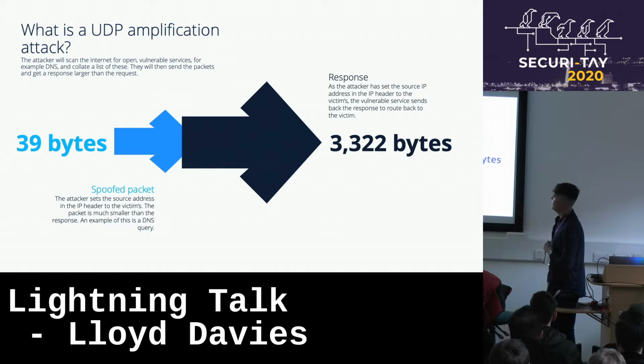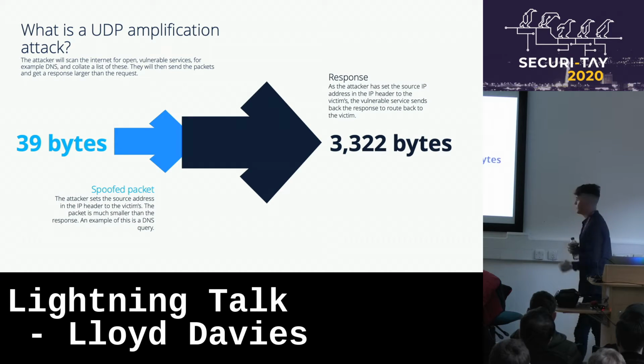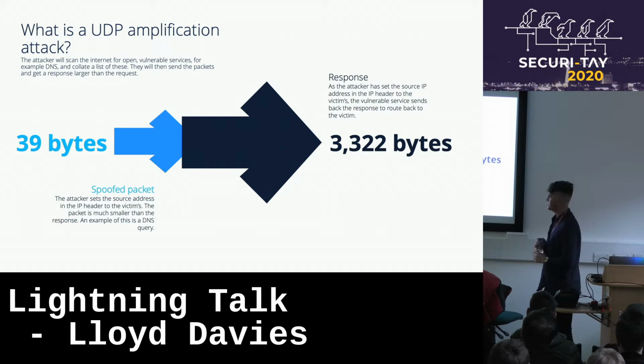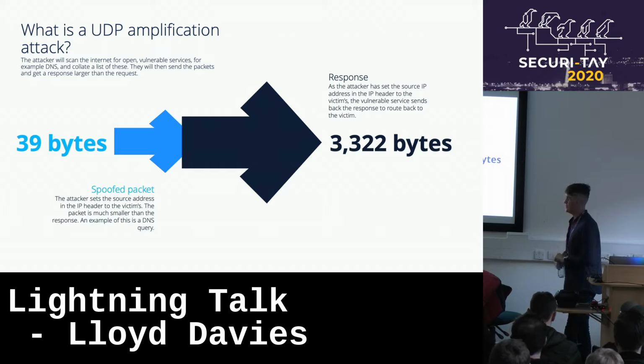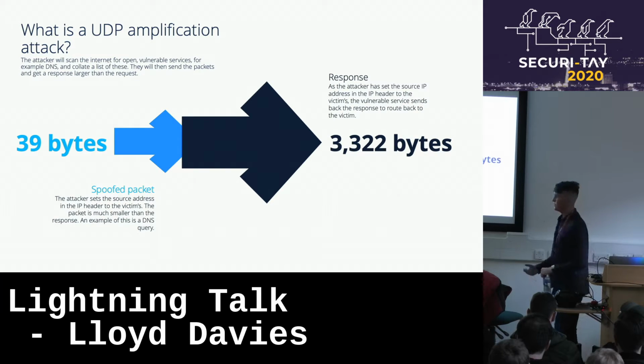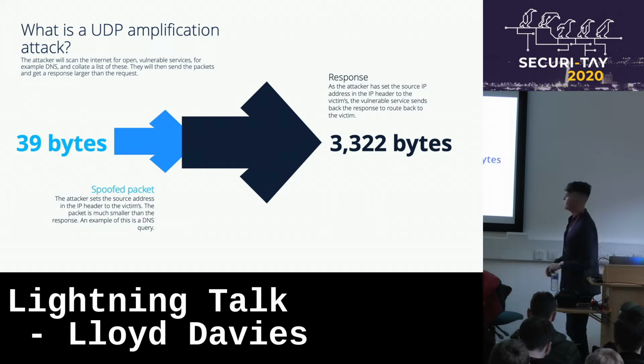Yes, so the threat actor will scan for vulnerable services, such as DNS, and send a tiny DNS query, and it'll return a massive DNS response. UDP is connectionless, so if you send a request, the response will come back to you, and you'll get a response much larger. If you send a request to a DNS server like 8.8.8.8, it's 39 bytes for the headers, and you get a response that's like 3.3k bytes.